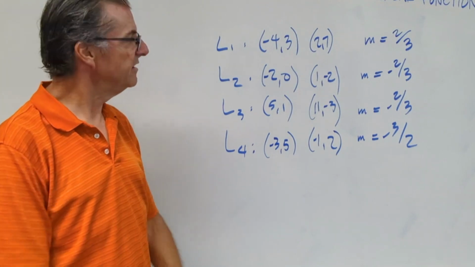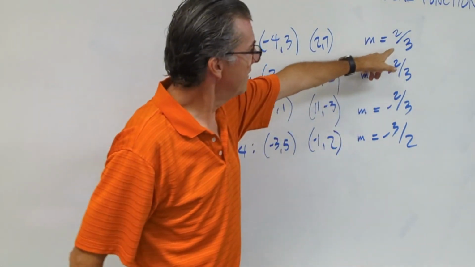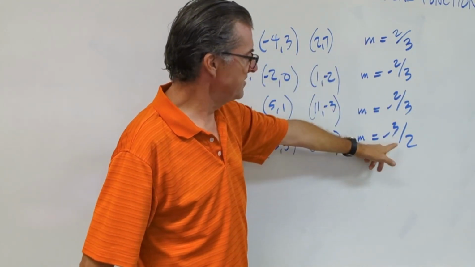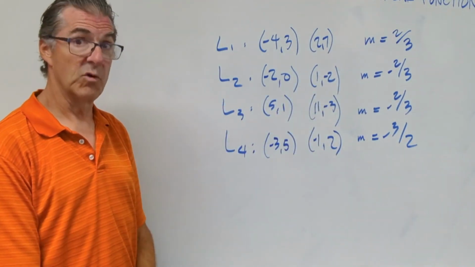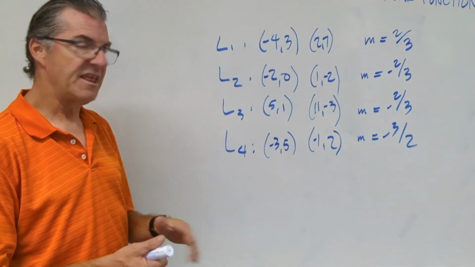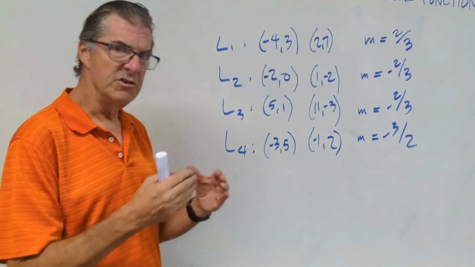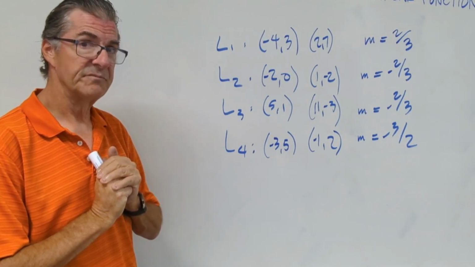All right, let's see how you did. I didn't show steps. This is stuff you should be able to do. I have 2/3, -2/3, -2/3, and -3/2. So those are my 4 slopes given these 4 lines. Now, if you didn't get that, I want you to pause the video and take a look at your work and see how you messed up, because we want to make sure you can do those calculations.